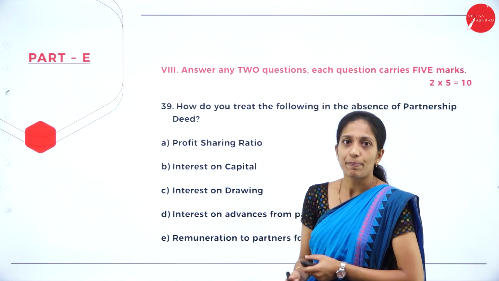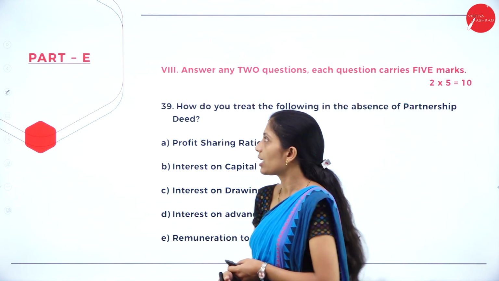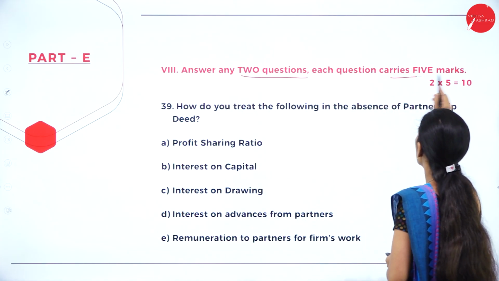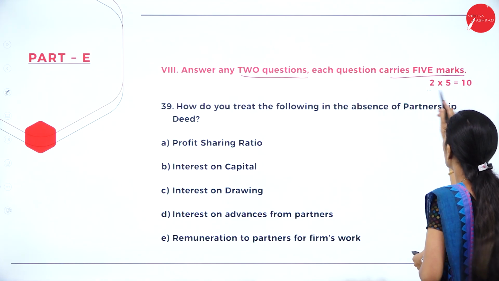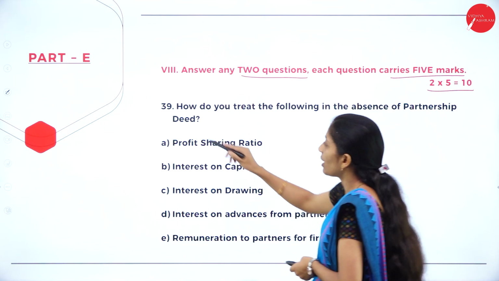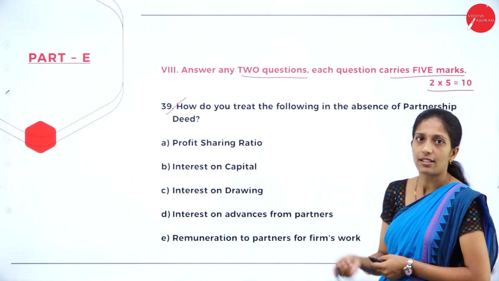Now the last part of the model question paper, that is Part E, practical oriented questions. That is the 8th main, answer any 2 questions, each question carries 5 marks. So the total weightage is 10 marks under this part. The first question they have asked, that is the 39th question: how do you treat the following in the absence of a partnership deed?